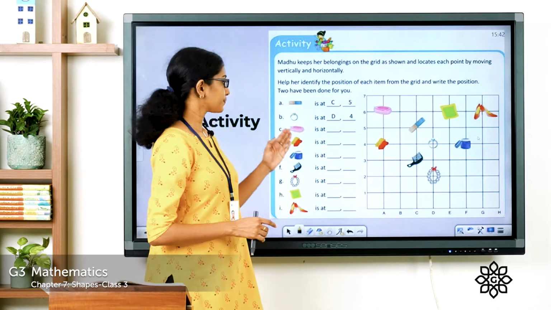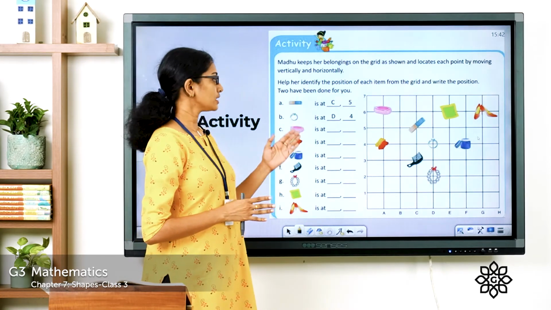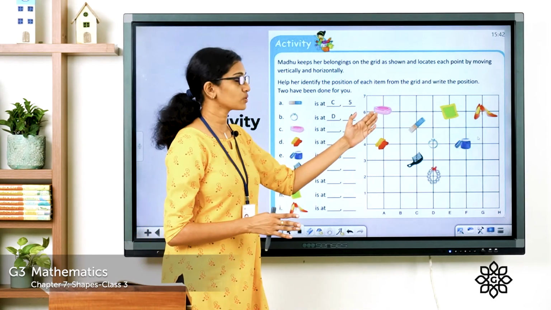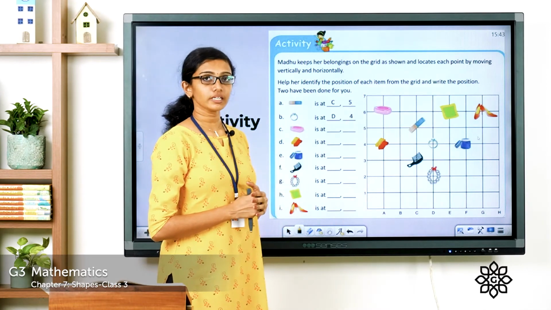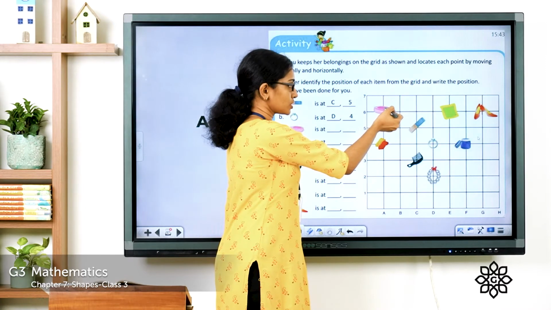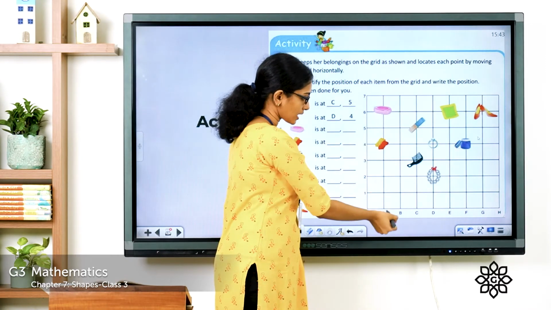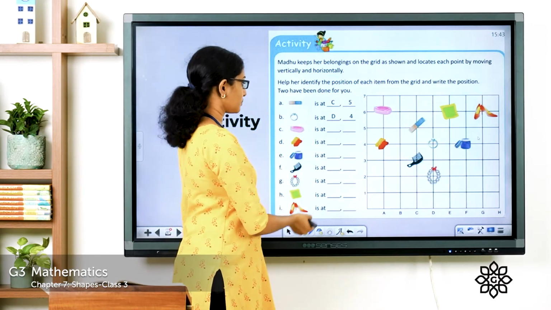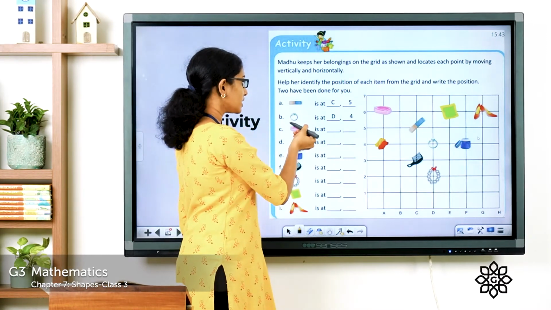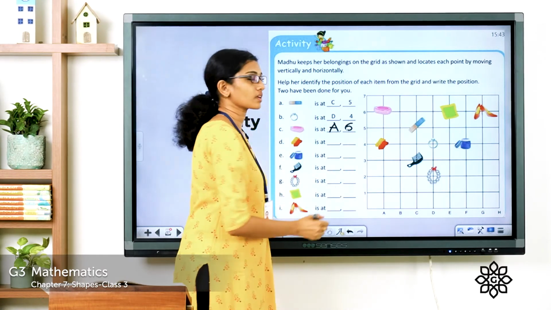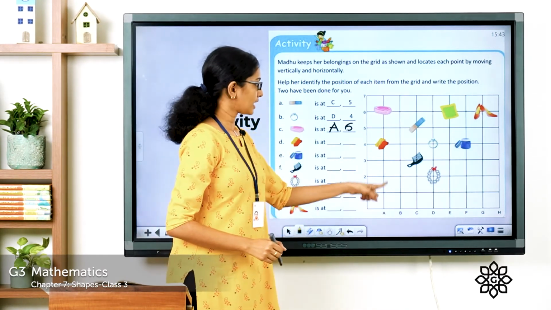Now question C, you see a figure given there. The same figure you can see on the grid. Now how do you find out the exact position of that figure from this grid? See, that belonging is kept at a position corresponding to the point A as well as the point 6. So when you write the position of this item, you have to write: this thing is at A6. Clear? A6.